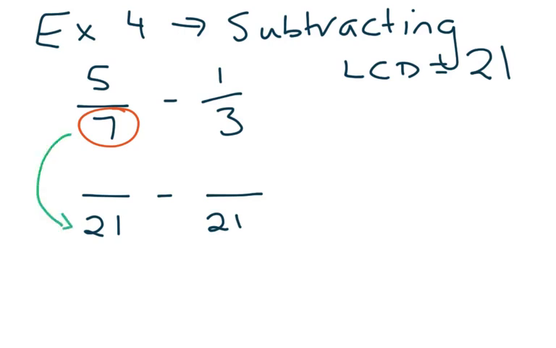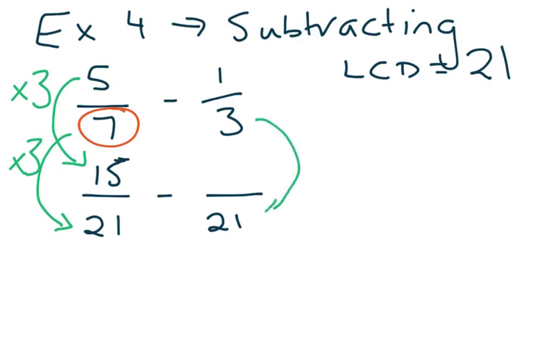So we say, what did we do to the 7? We multiplied it by 3, so we have to do the same to the top. Now, if you have to draw in your arrows, by all means do so. As you get more confident, you won't need to do the arrows, but for now, if you need to, by all means do so. What did we do to the 3 to get to 21? We multiplied by 7, so we have to do the same to the top. 1 times 7 is 7.